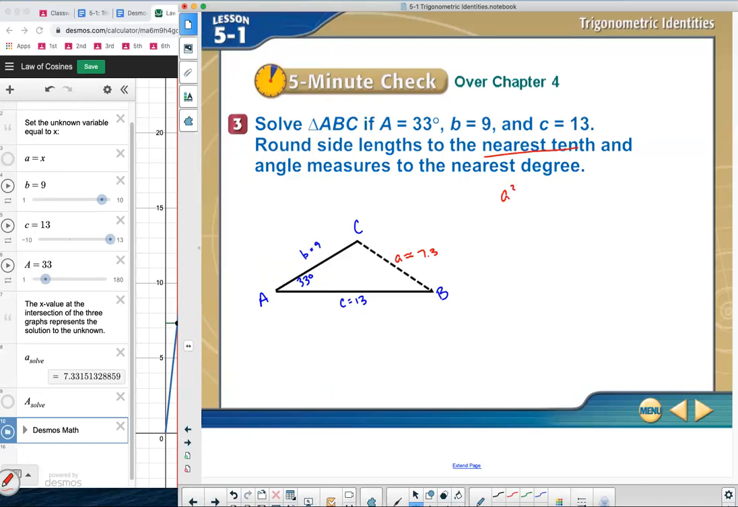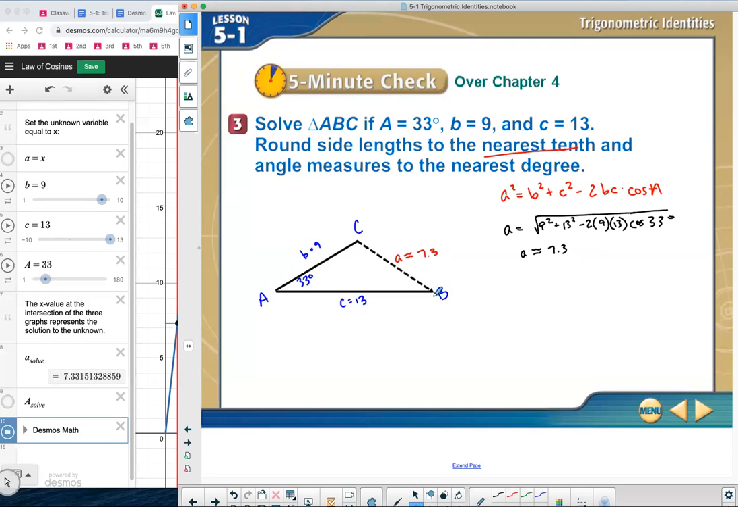The law of cosines is this formula: a squared equals b squared plus c squared minus 2bc times the cosine of capital angle A. So basically what happens, if you need your a, you would take the square root of both sides. So a would be the square root of 9 squared plus 13 squared minus 2 times 9 times 13 times the cosine of 33 degrees. That right there is the math that the calculator did to get that number. Which is approximately 7.3.